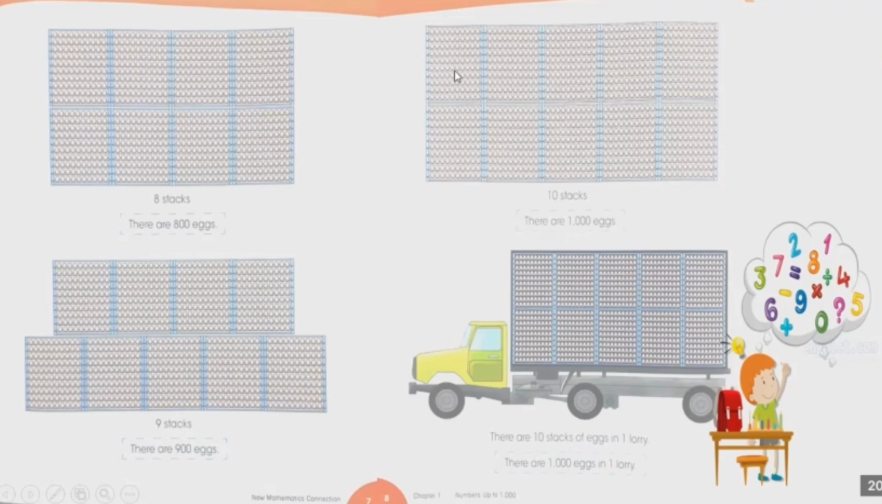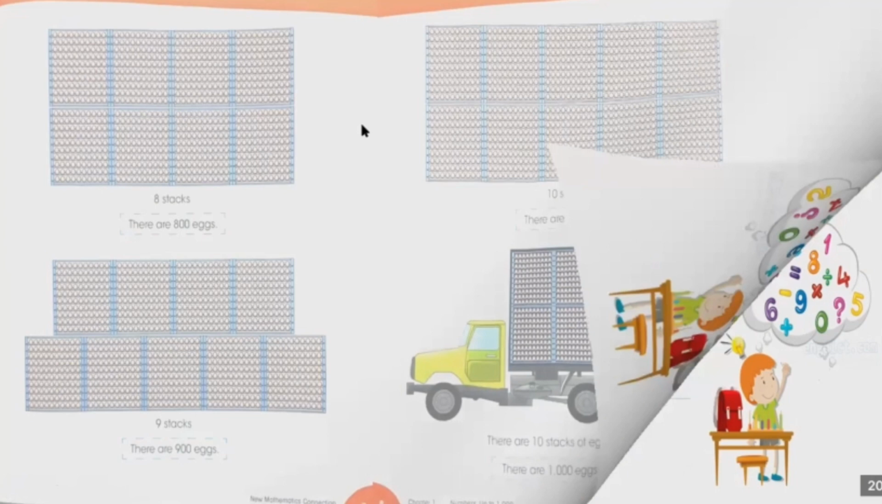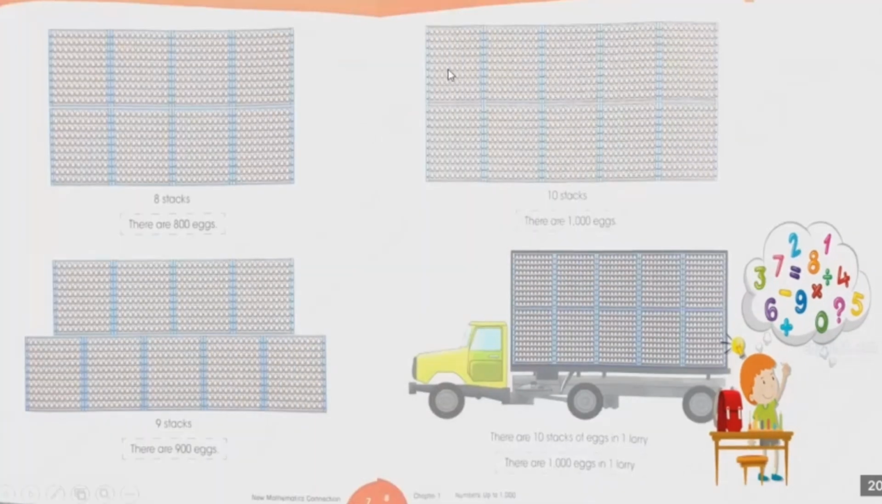Here, 10 stacks. So this is 100. Again, let's go back first. 100, 200, 300, 400, 500, 600, 700, 800, 900, and what's this? 1000? No, it is equal to 1000 eggs. So it says here that 10 stacks, there are 1000 eggs.